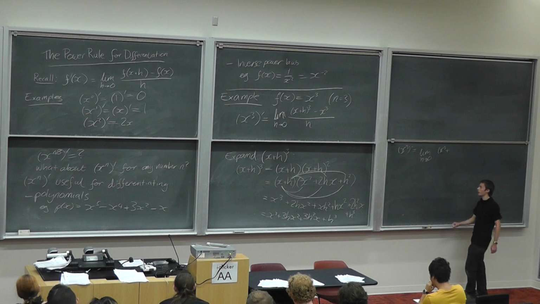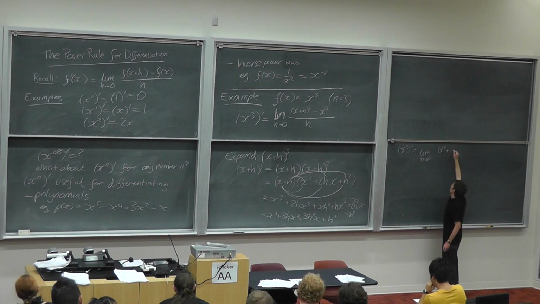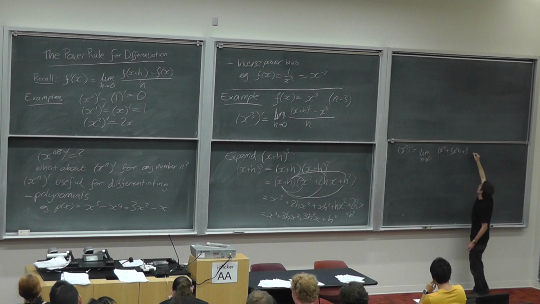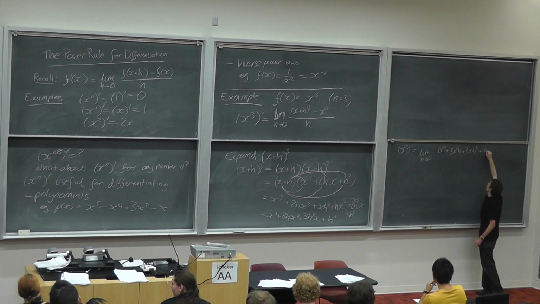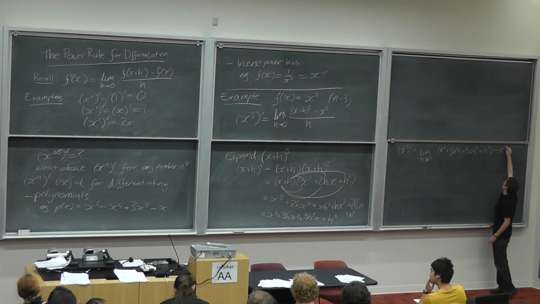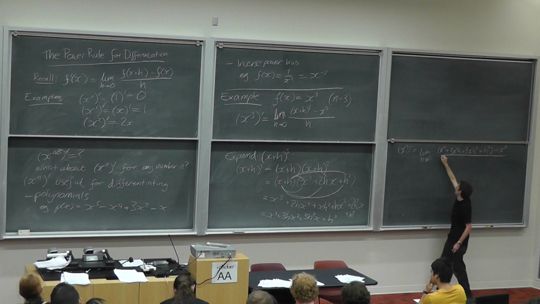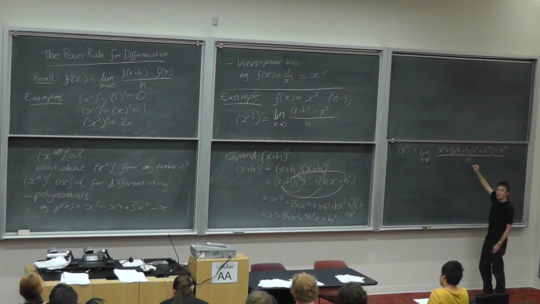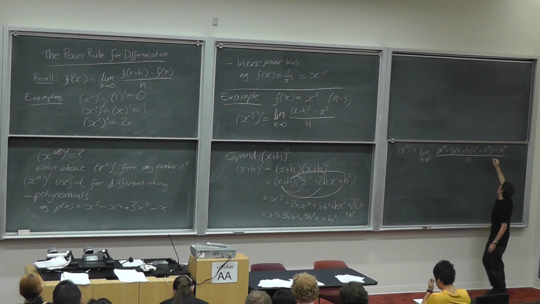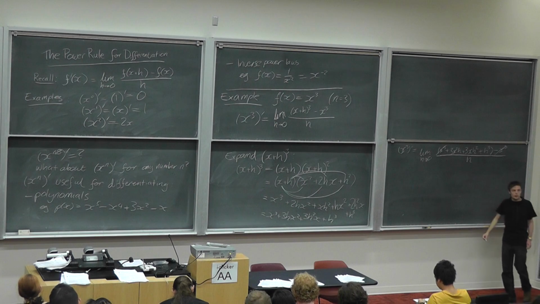So if you put that back in here, we've got x cubed plus 3x squared h plus 3x h squared plus h cubed minus x cubed, all divided by h. And now we can see that our x cubes cancel, and now we can find this limit.